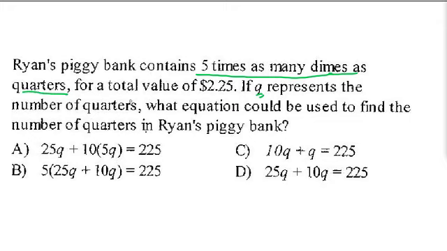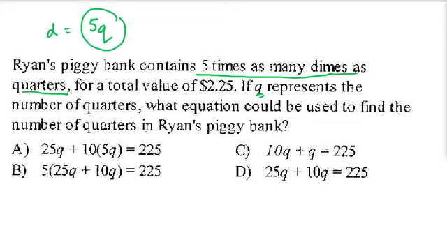Well, for dimes we could use the variable d, but notice in all of these answers down here, the only variable we see is q. So whatever we think of in terms of dimes, d for dimes, we're defining that in terms of quarters. Whatever number of quarters we have, q, the number of dimes is 5 times that. So instead of writing d for dimes, we're going to write 5 times quarters. That's how we will represent dimes in this bank.